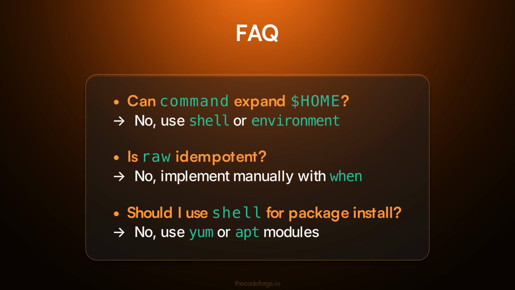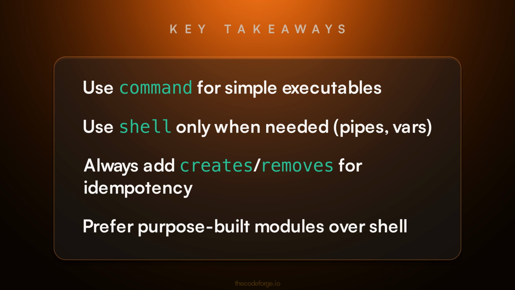Let's recap the key takeaways. Use command for simple executables. Use shell only when needed, for pipes and variables. Always add creates or removes for idempotency. Prefer purpose-built modules over shell.